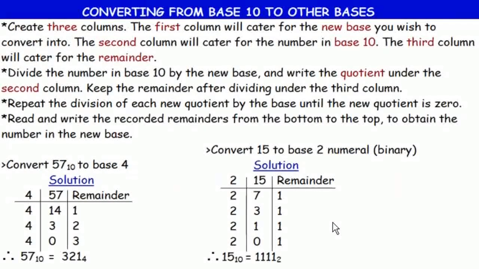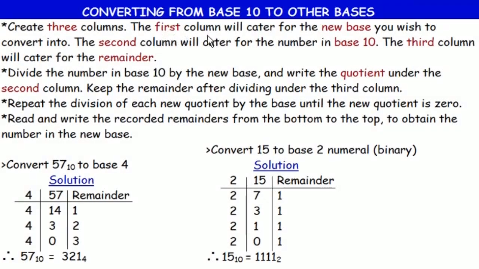So let's now look at the flip side, converting from base 10 to other bases. Let's use this example to go through the steps. We have to convert 57 base 10 to base 4. The first thing is to create 3 columns. So we have the 3 columns here, and each column has something that it caters for.